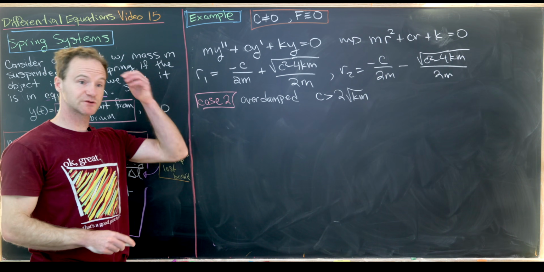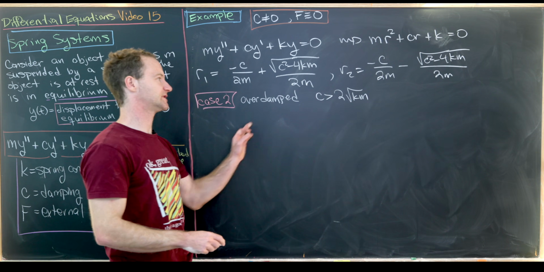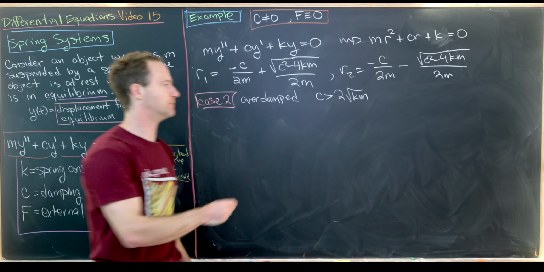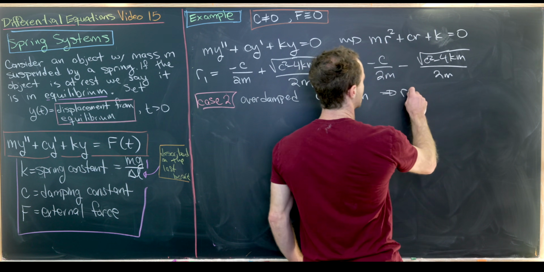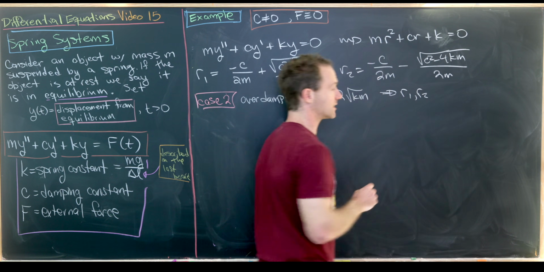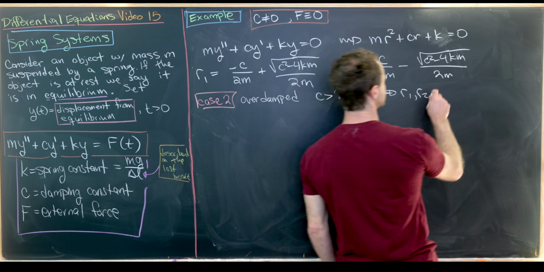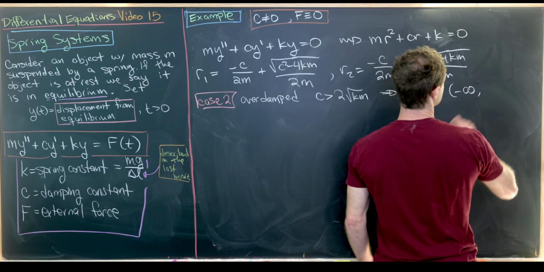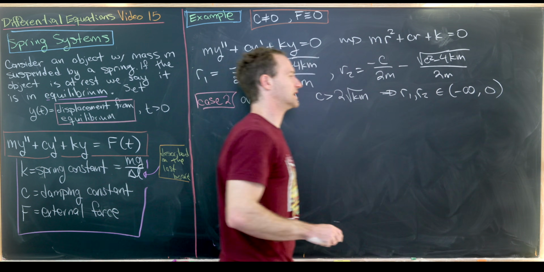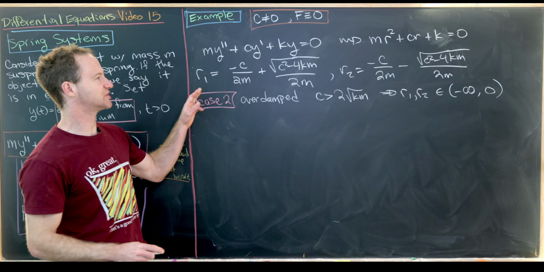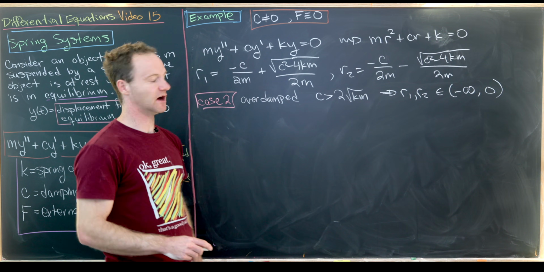Now we're going to look at the case where our system is overdamped. So in other words, c is larger than 2 times the square root of km. But that means that r1 and r2 are distinct real roots. And let's also notice that they're most definitely negative. So we have this is on the interval negative infinity to 0. So I'll let you guys check that, but that's pretty easily seen just by looking at the analysis of these two roots right here.